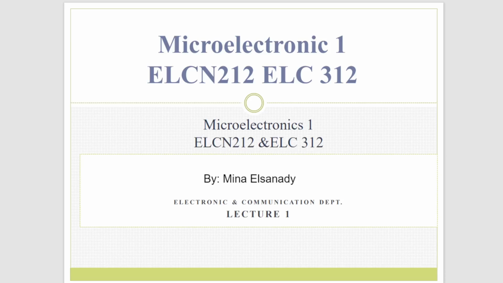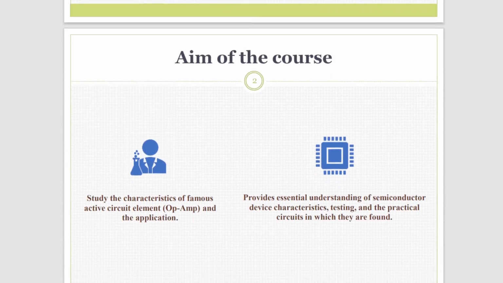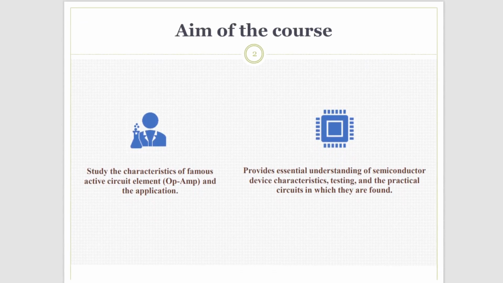This is Microelectronics 1. This course talks about three main electronic components, and these are the operational amplifier, the PN junction or the diode, and then the bipolar junction transistor. So these are three main electronic circuit components that we are going to talk about. So first, let's take a look at the aim of this course.